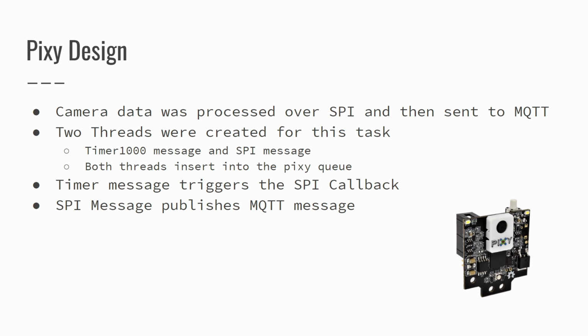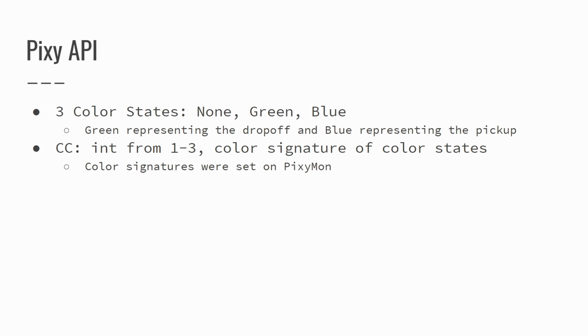Every second, the SPI thread publishes into the MQTT on any color detection by the Pixy. So this is what would be published into the Pixy topic every second. The Pixy was set to either detect no color, a green drop-off, or a blue pickup. Each color state was set in PixyMon, a program provided by Pixy, and published into the topic as well. So 1 would be no color, 2 is green, and 3 is blue.